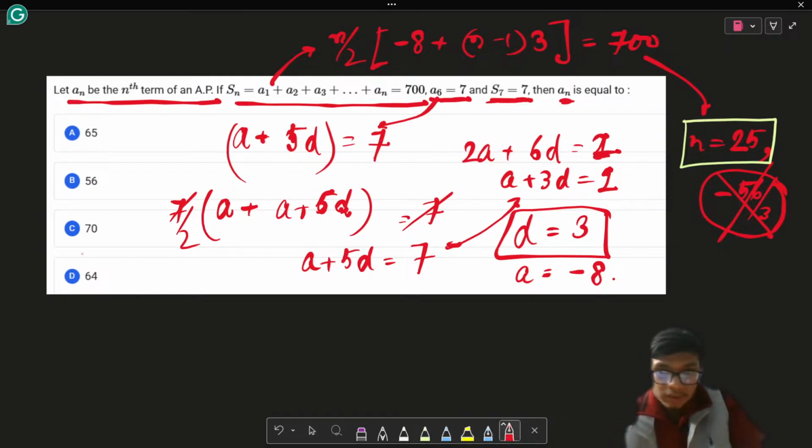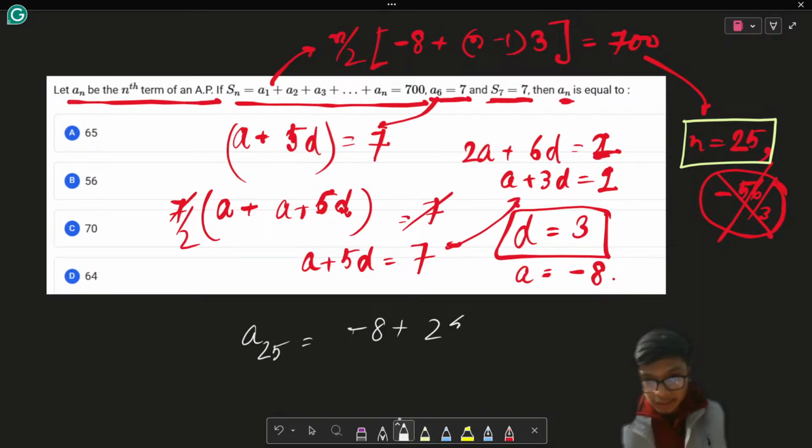Okay, so with this we'll have a of n. So from here, don't get very happy by getting the answer as 25. The answer is to be a of 25, so that will be minus 8 plus 24 times 3, which is going to come out as 64. So ultimately the answer to this question is going to be option number D, that is 64.